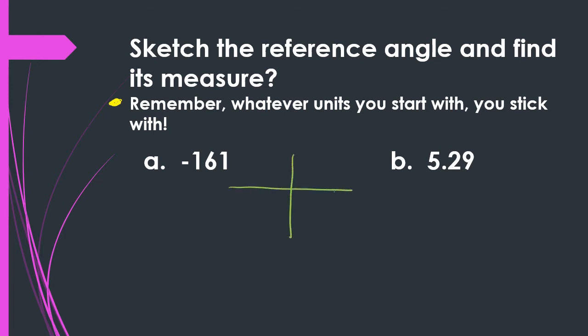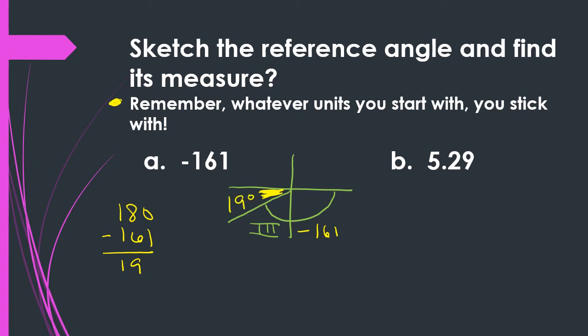So if I picture an angle that's negative 161 degrees, that angle is going to terminate somewhere in quadrant 3. If I think of the location of my reference angle, it's going to be this angle right here. This angle was negative 161 degrees. If I think about the distance from here to here, I'm just going to take 180 and subtract 161, and I'm going to get 19 degrees. So this angle right here is your reference angle, and it's 19 degrees.